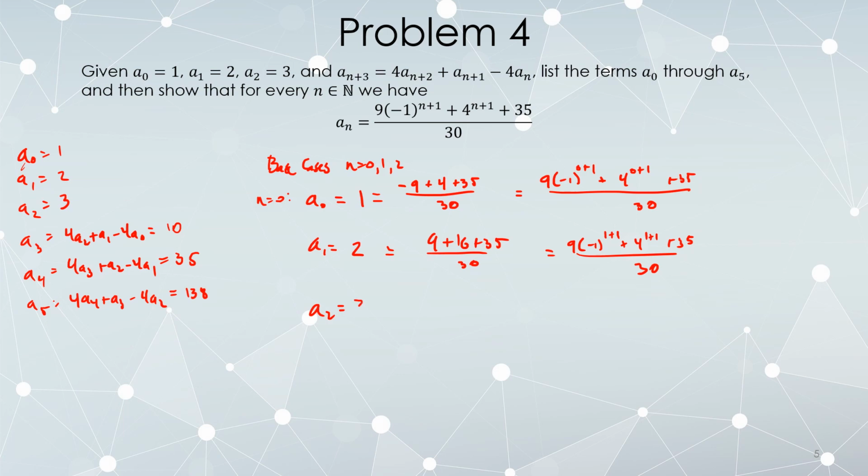And finally, we were given a sub 2 is 3. What we're hoping to get out is 9 times negative 1 to the 2 plus 1 plus 4 to the 2 plus 1 plus 35, all over 30. And if we compute all of this, we get negative 9 plus 64 plus 35 over 30. 64 plus 35 is 99. Take away the 9 to get 90, and 90 over 30 is indeed 3. So all of this checks out.